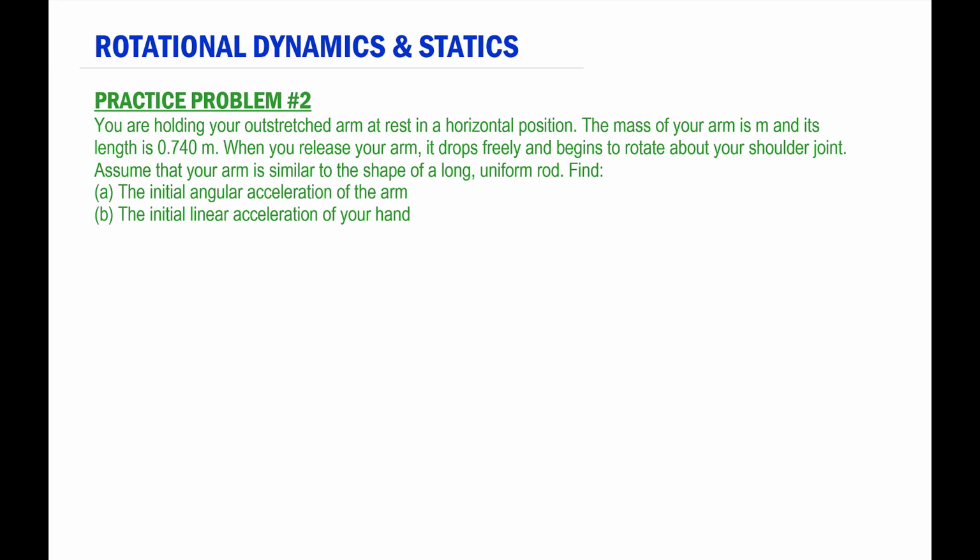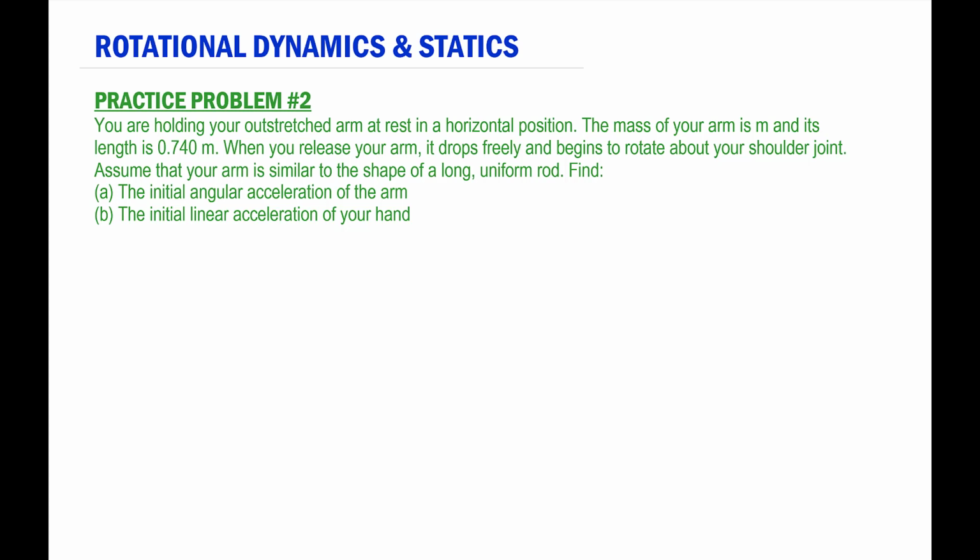Here's another question. You're holding your outstretched arm at rest in a horizontal position. The mass of your arm is m, and its length is 0.740 meters. When you release your arm, it drops freely and begins to rotate about your shoulder joint. Assume that your arm is similar to the shape of a long, uniform rod. Find these two things: A, the initial angular acceleration of the arm, and B, the initial linear acceleration of your hand. So, let's first make a plan.